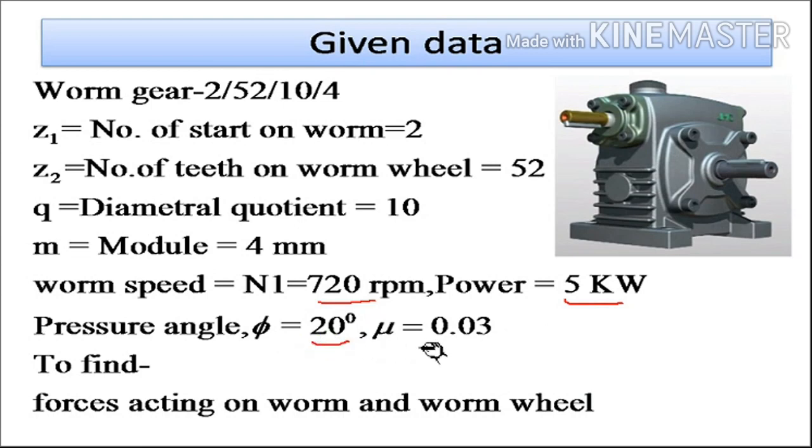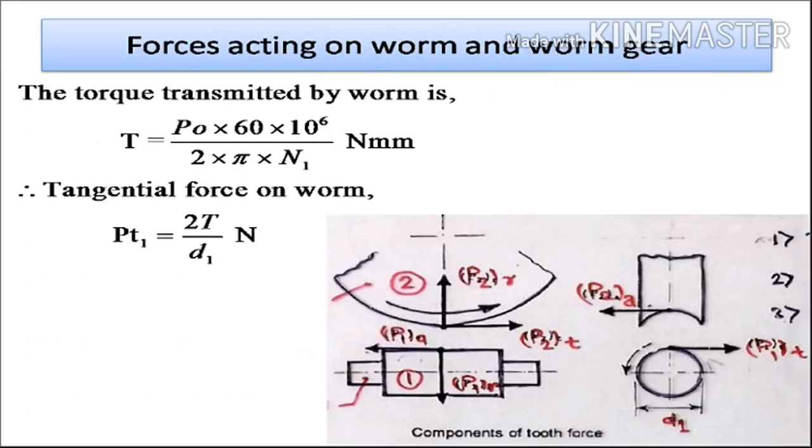So you are asked to find out the forces acting on the worm and the worm wheel. To calculate these forces, initially you have to understand that suppose this is a worm, which is nothing but a screw, and this is a worm wheel, which is nothing but a gear. So there is power transmission from the worm to the worm wheel. Now, as they have specified, the worm is rotating in the anti-clockwise direction as indicated in this particular figure.